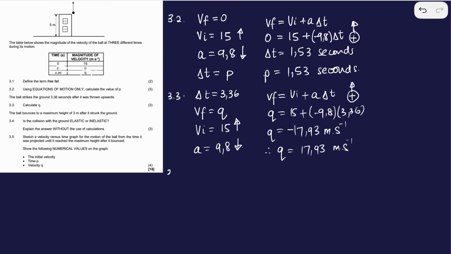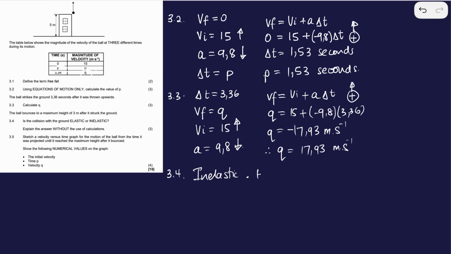Moving on to question 3.4. The ball bounces to a maximum height of 3 meters after it struck the ground. Is the collision with the ground elastic or inelastic? It is going to be inelastic. And the reason it's going to be inelastic is because the ball does not reach the same height that it did when it was thrown.